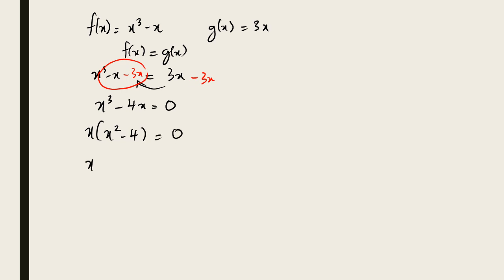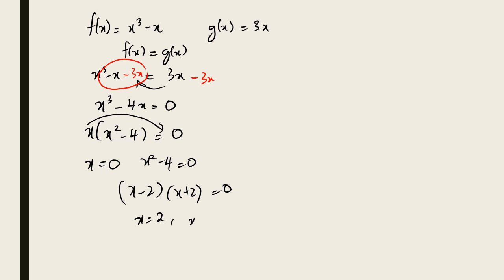So x directly equals 0. Another one is x squared minus 4 equal to 0. Solving x squared minus 4 equal to 0 is the same as factorizing. So we get (x minus 2)(x plus 2) equal to 0. So x is equal to 2 and x equal to negative 2. So to find the area, we have these two areas.